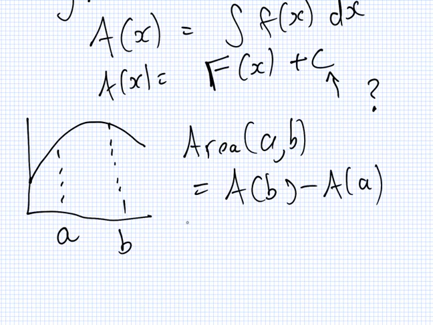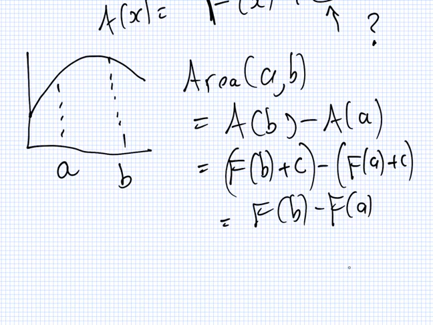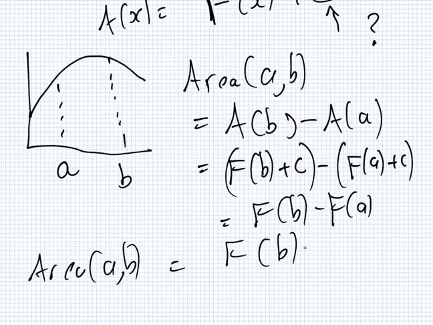So you can see there that would be FB plus C minus FA plus C. So in fact, not knowing the C's here is not a problem, because they're going to cancel. This is going to be FB minus FA. So you end up saying that the area from A to B is FB minus FA.